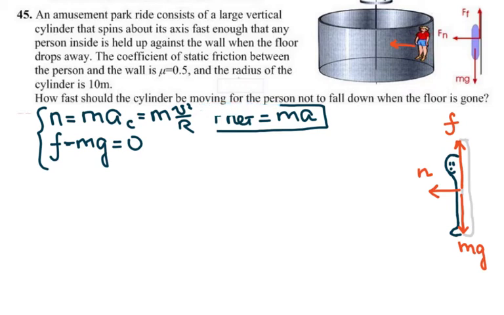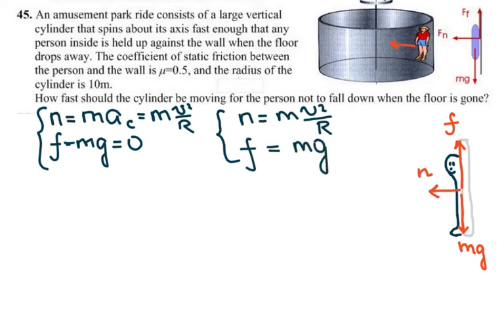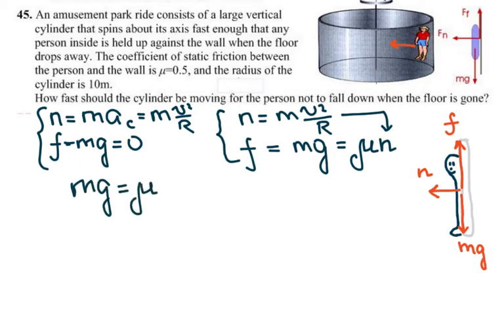Then I can solve: friction is equal to mg. I'm going to rewrite this: the normal force is equal to mv squared over r, the centripetal force formula, and the friction is equal to mg. I moved mg to the other side. But the friction force also has a formula, which is mu times N, and we know what N is equal to from the equation above. So that gives me mg is equal to mu times mv squared over r.